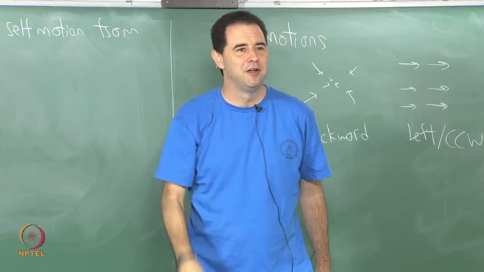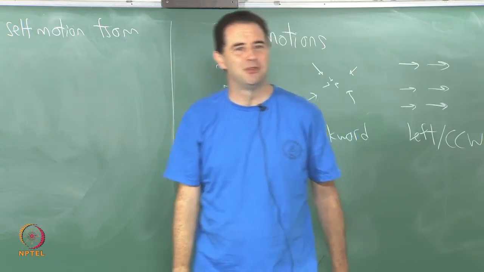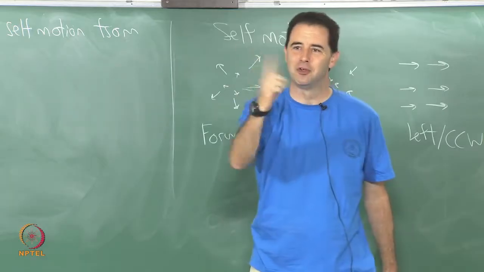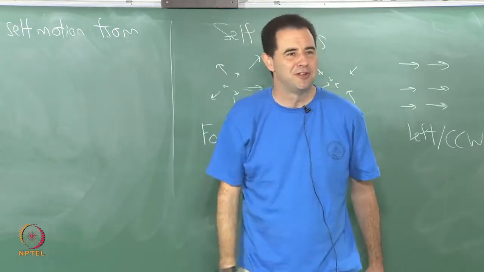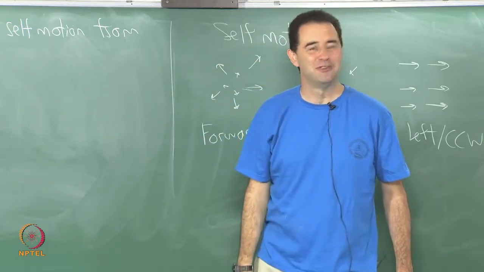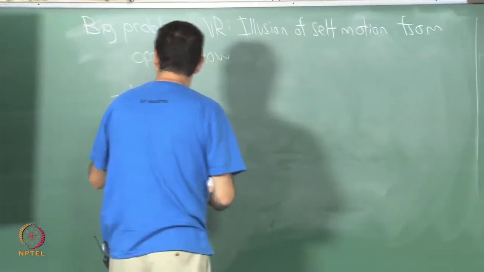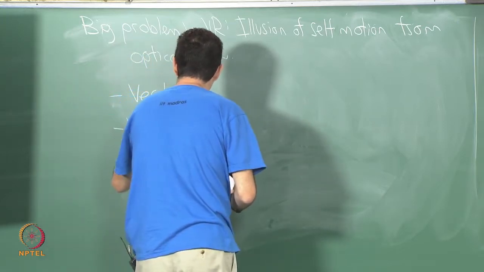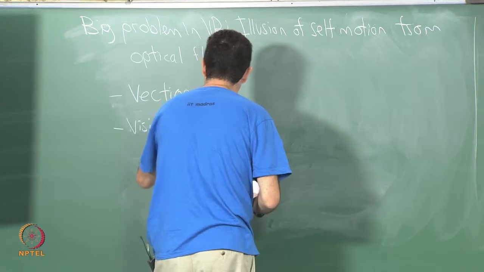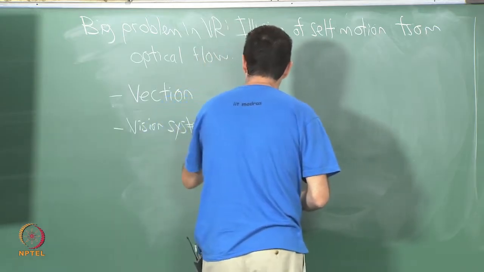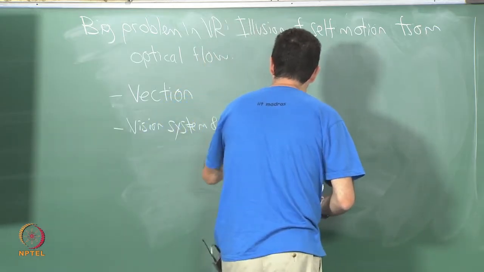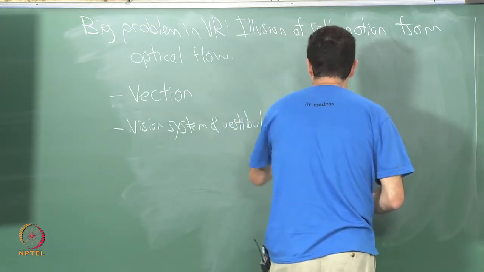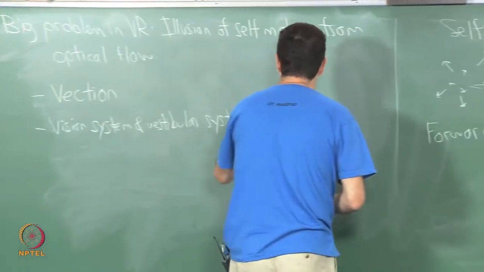You want to have a fun project to do in the lab. Try to make the most sickening experience you can. It should be some kind of rotational thing. Experiment with different rates and you know, compete with your friends for the prize of the most sickening experience. So that's the problem, is that the vision system and vestibular system are in conflict.